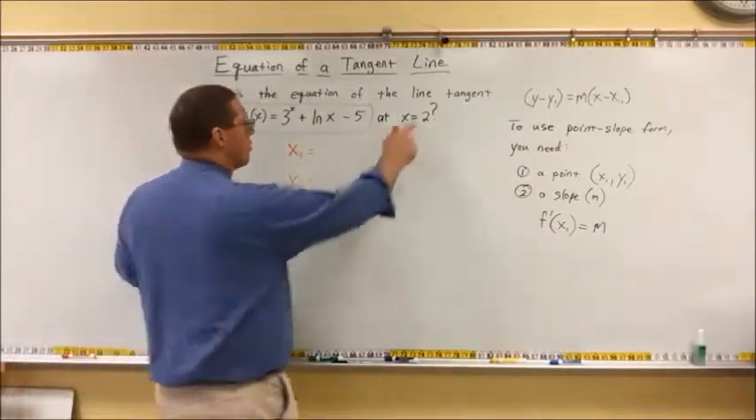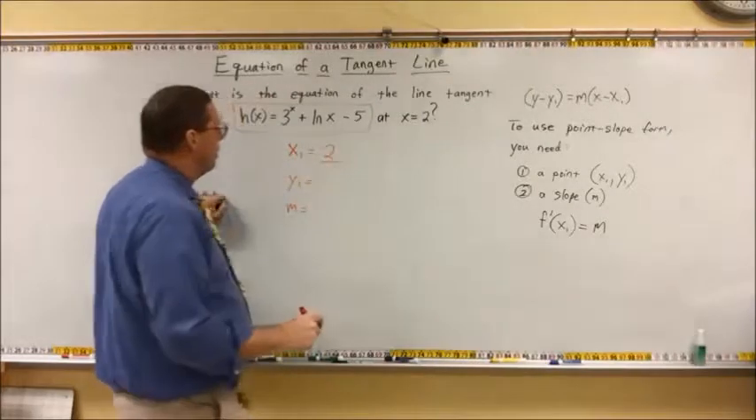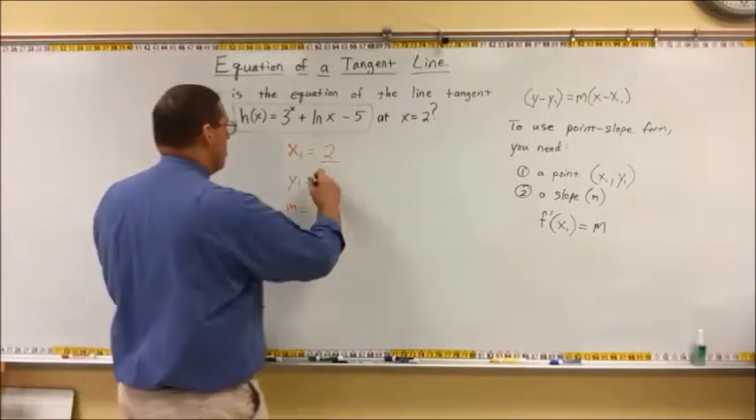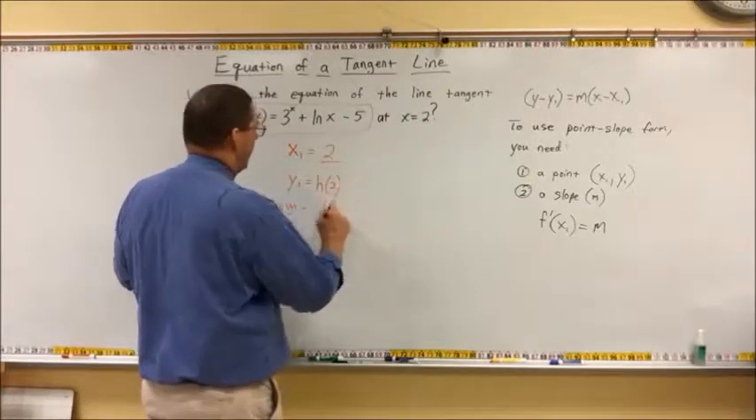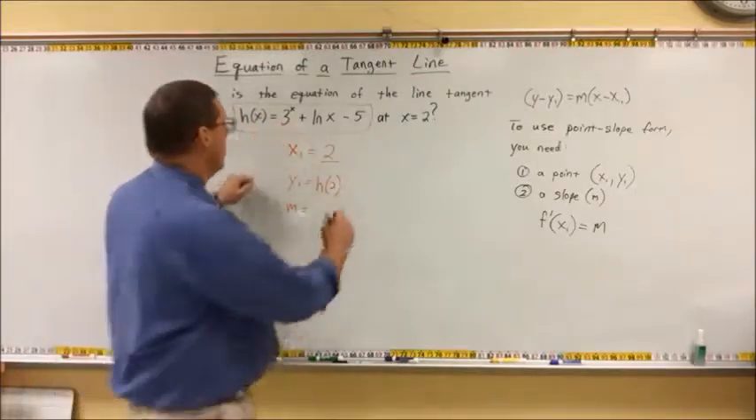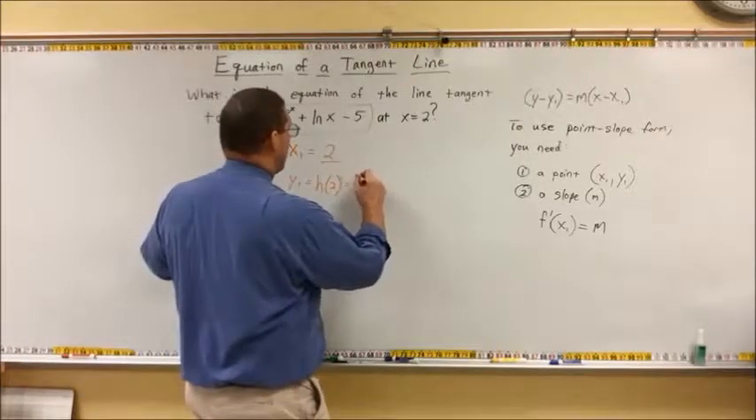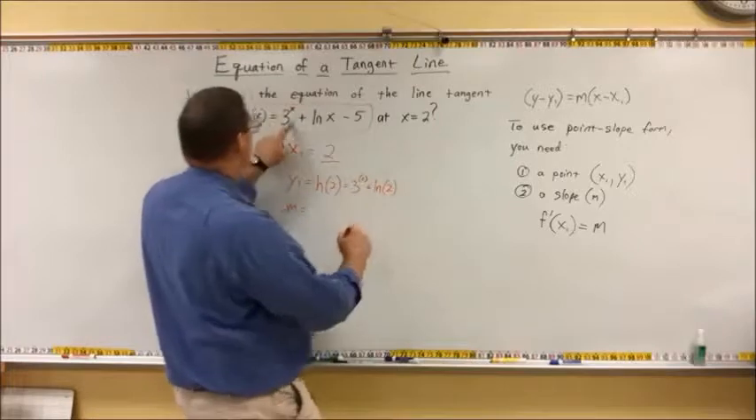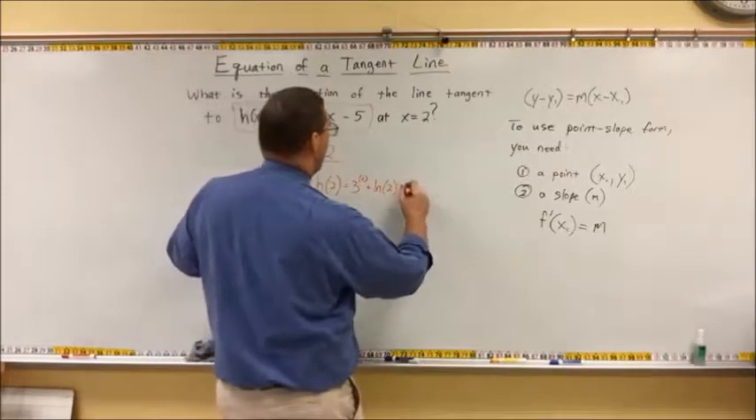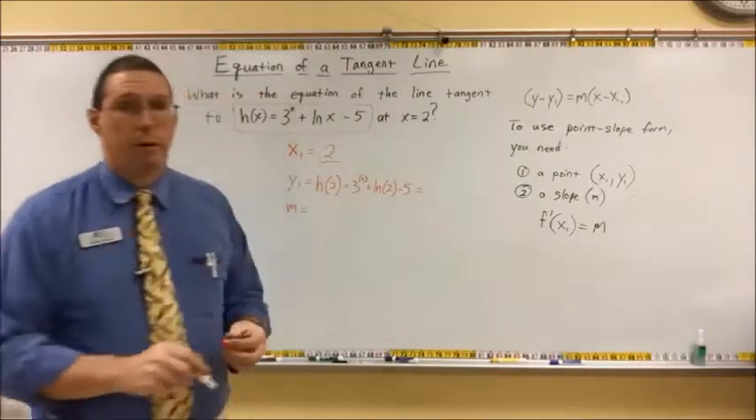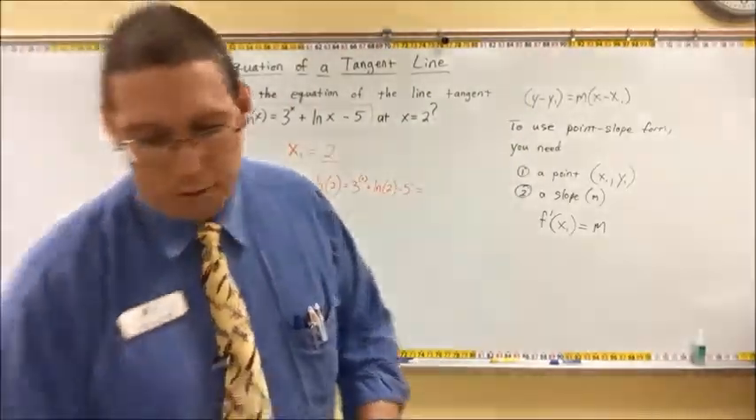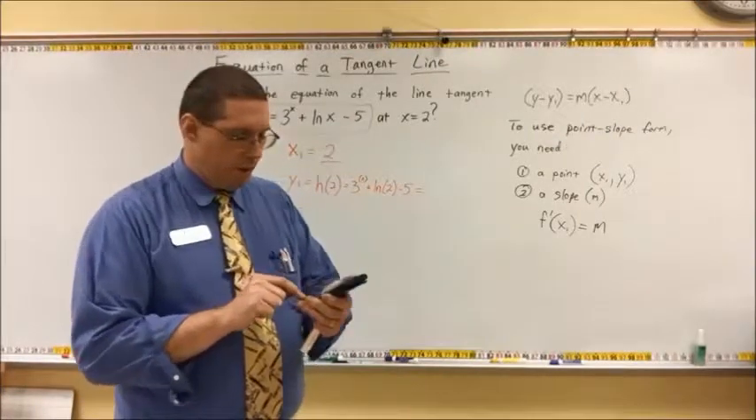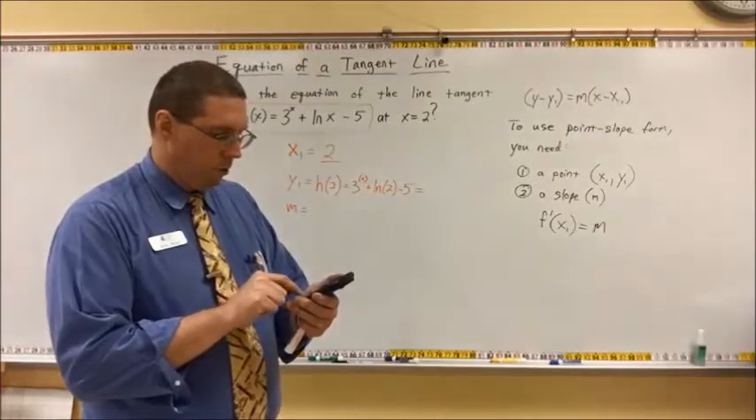So x1 is given to us. We're given 2, so that's our x value. Now, to get our y value, we need to plug our x value into our function h of x. So we need to know what h of 2 is. So we'll plug 2 in here. So it's going to be 3 squared plus the natural log of 2, 3 to the second power plus the natural log of 2 minus 5. I'm going to do this in a calculator, but later on I'll do it without a calculator, okay? All right, so we'll do 3 squared plus the natural log of 2 minus 5.